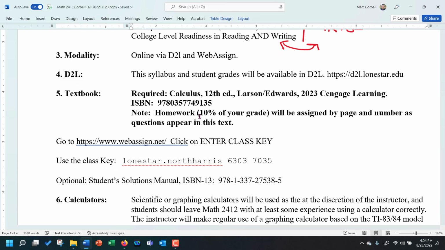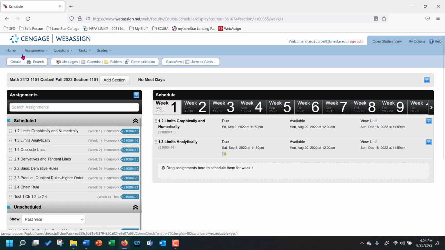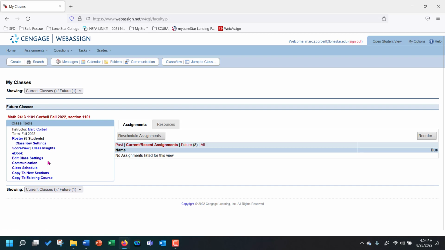The textbook: one of the reasons I had to redo this video is we've updated our textbook this fall to the Calculus 12th edition. You'll see that in WebAssign, the book that's available is the 12th edition. If we pop over to WebAssign, you can actually go into WebAssign and see your textbook. We'll look at that ebook right here.